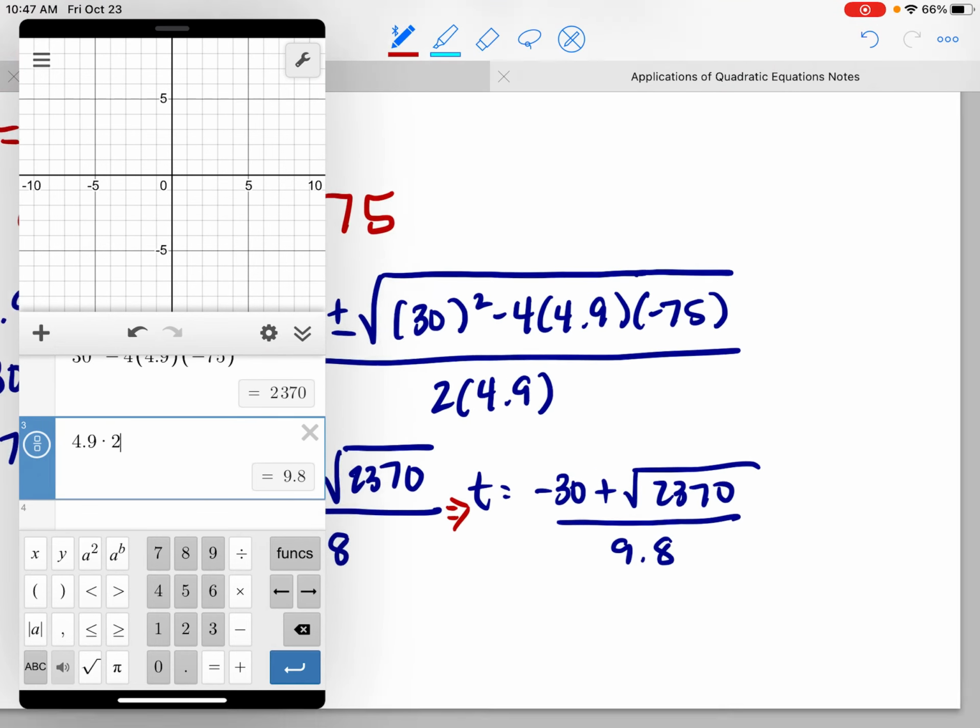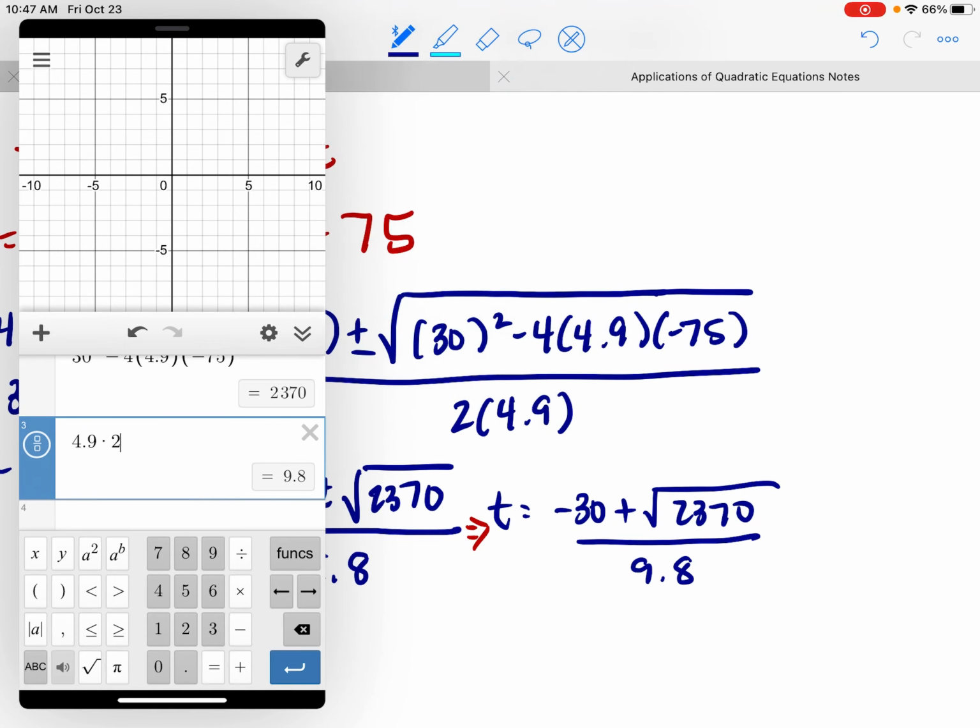Okay, so we've got the positive, and then we also have the negative radical 2,370 over 9.8. So we have to approximate both of these.